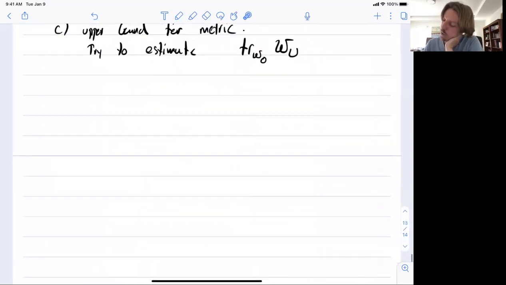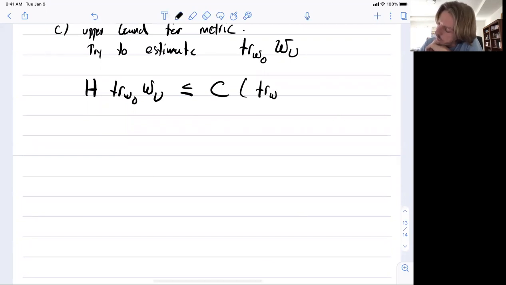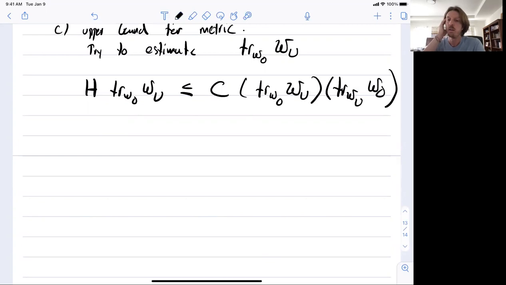So the main thing you have to compute, and again, I'm going to suppress a lot of computations, they're very straightforward things. So I want to apply the heat operator to this quantity I'm trying to understand. And you have to do a bit of work, but what you end up with is bounded above by some constant times the following: some constant times trace omega naught omega u times trace omega u omega naught.